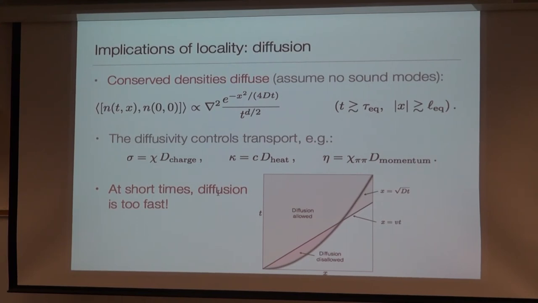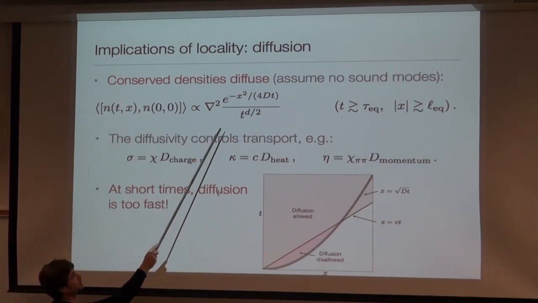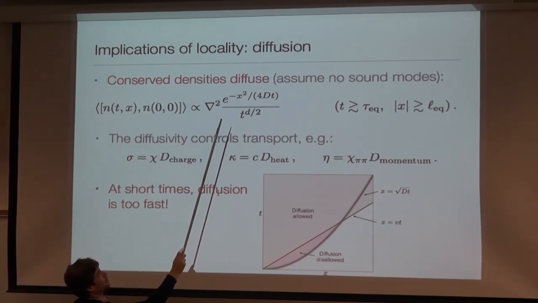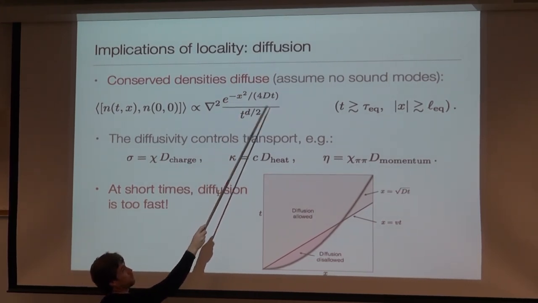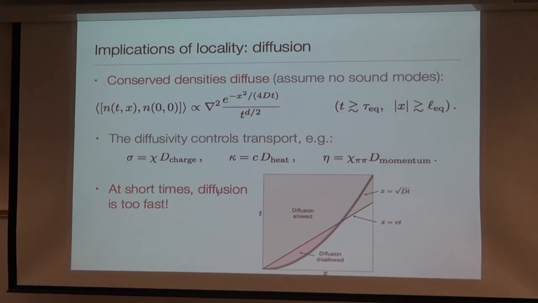Let me just make the argument now, because it's very simple. When you have any system with a conserved density like energy, momentum, transverse momentum, or charge, these will diffuse at late times. You can prove that. And diffusing at late times means that a two-point function takes this form. The most important thing here is this exponent. That's diffusion, right? That's saying that x goes like the square root of Dt. But what's also important is this is not valid everywhere.